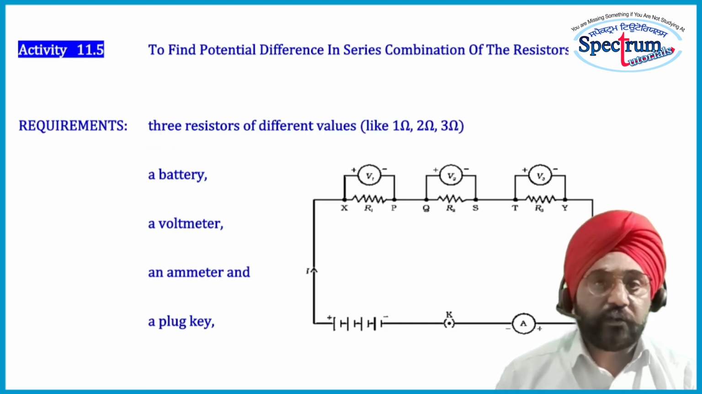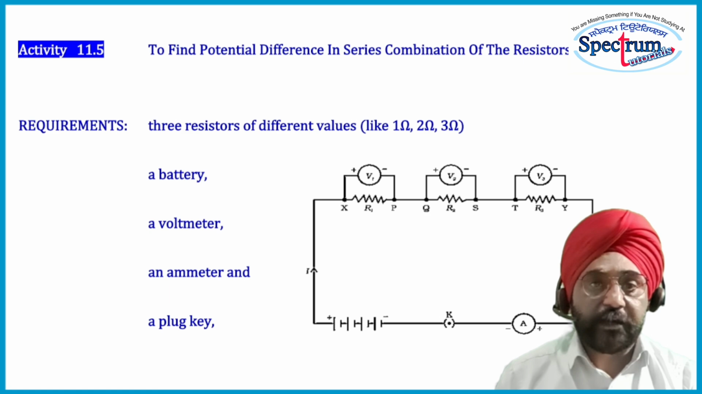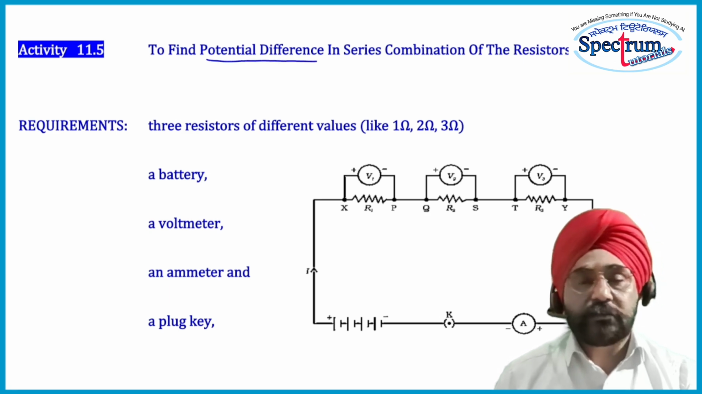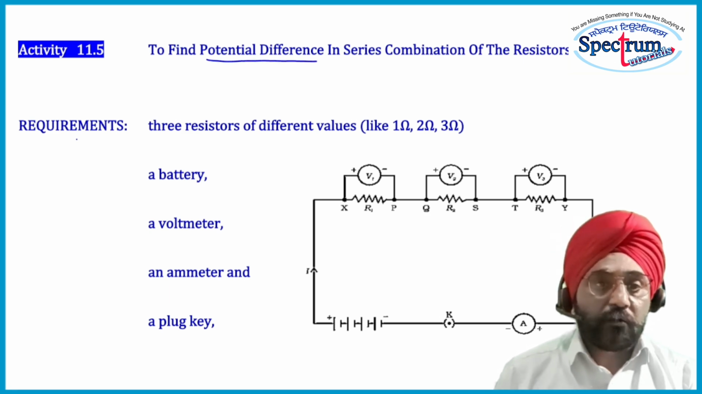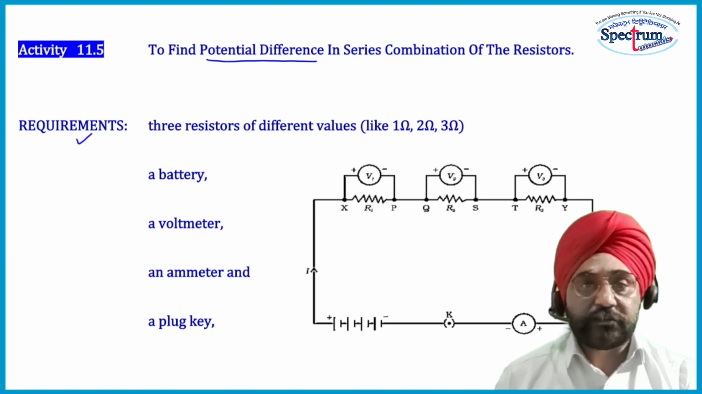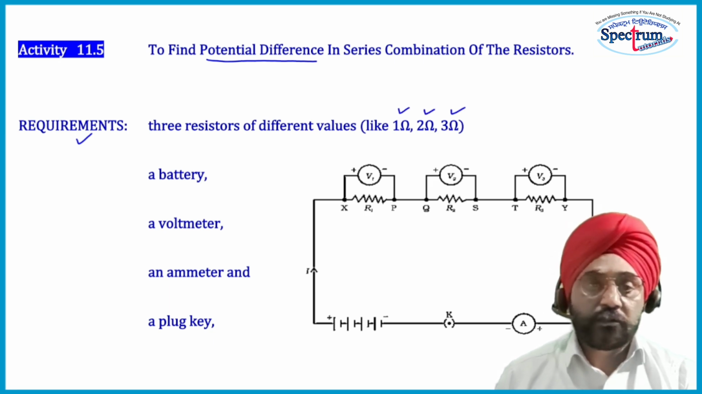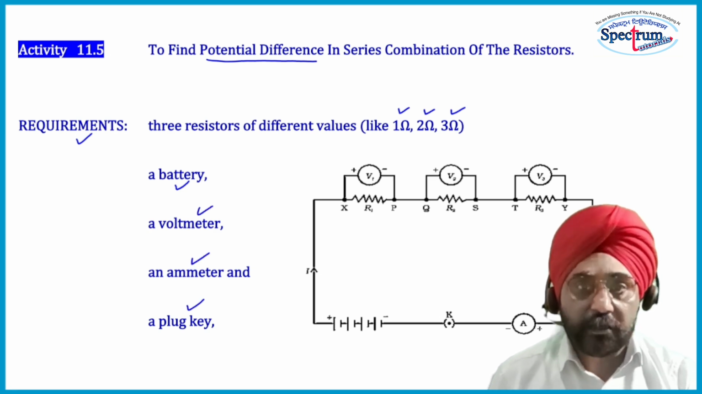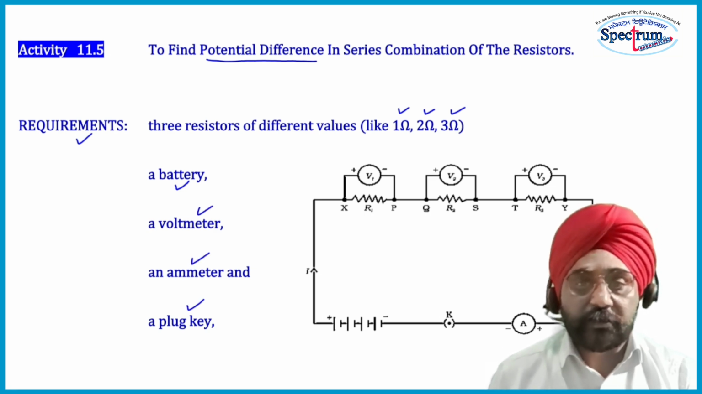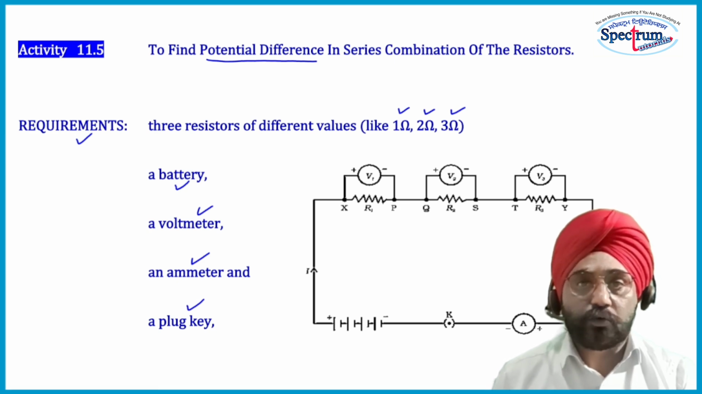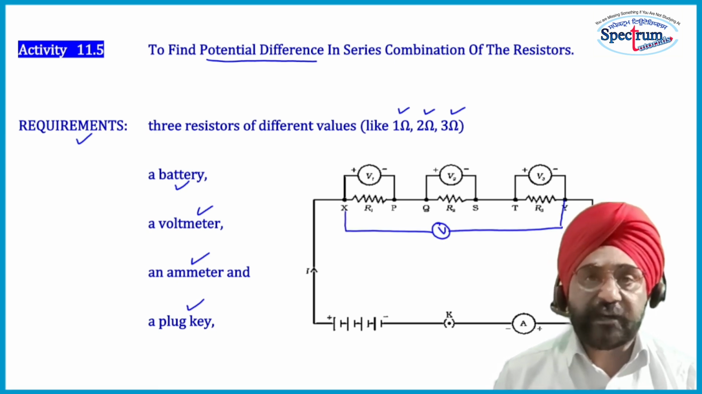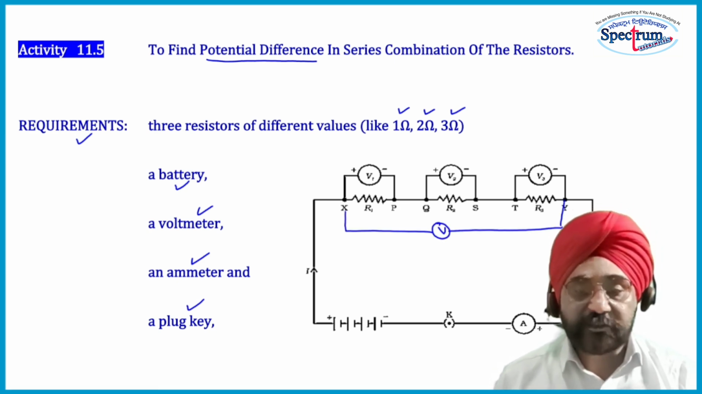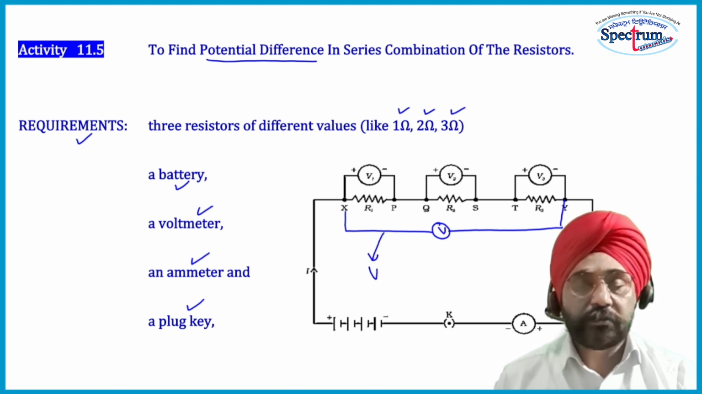Activity 11.5, we perform this activity to find potential difference in series combination. Our requirements: we need three resistors of different value, like one is 1 ohm, other 2 ohm and 3 ohm, a battery, voltmeter, ammeter and a plug key. So we connect these three resistors in a series connection as shown in the circuit diagram. First we connect voltmeter across XY and we note down the reading. So this reading is V.